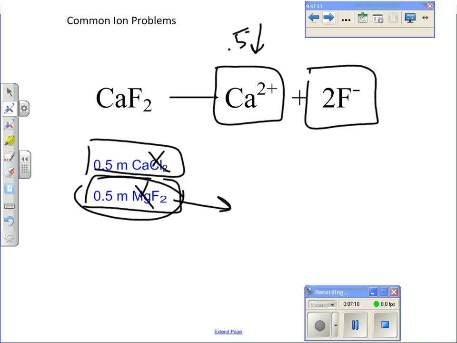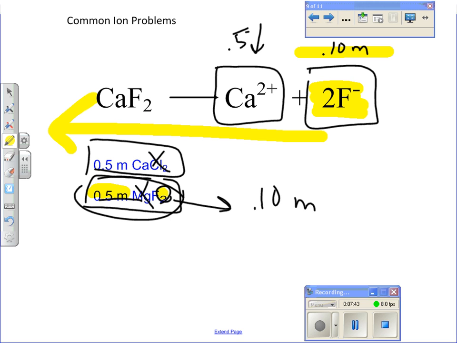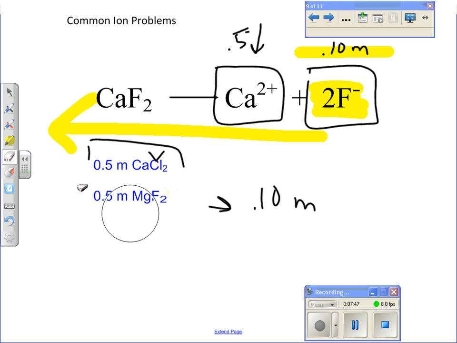This one, notice how it's MgF2. What do I do to the molality? I'm going to double it to 0.1 molality. So I'm adding 0.1 molality there. Remember, it's a Le Chatelier problem. The more you add, the more it's going to shift. So it's going to be least soluble, since I'm adding more F minus because of the molality, based on taking the subscript times the molality. It's going to cause a greater shift this way. So CaF2 would be less soluble in MgF2 than it is in CaCl2.